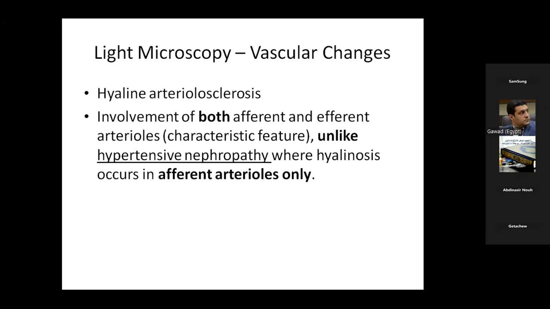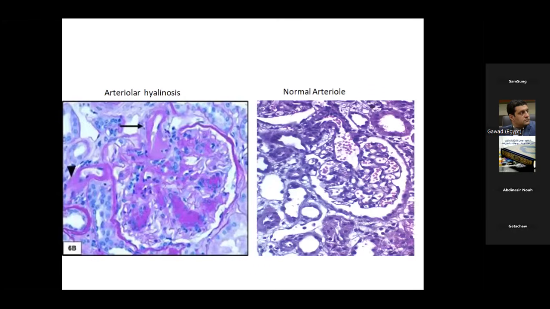The second one is the hyaline arteriosclerosis, which involves both, and we should put in mind both the afferent and efferent arterioles. That's characteristic for diabetic affection of the glomeruli, unlike hypertensive nephropathy, which causes hyalinosis of the afferent arteriole only, not both the afferent and efferent arterioles.